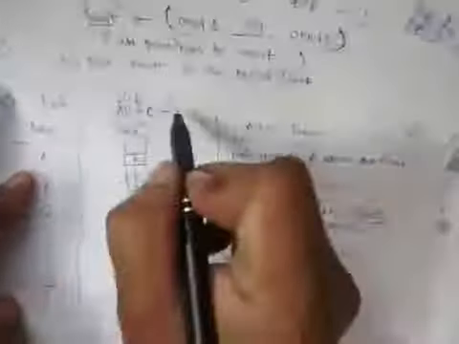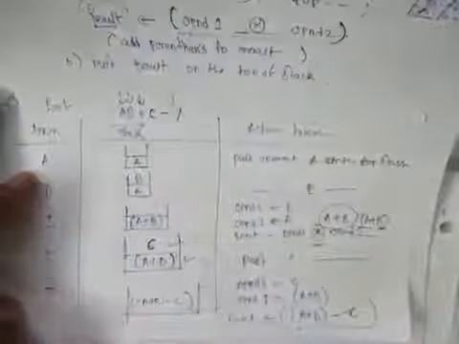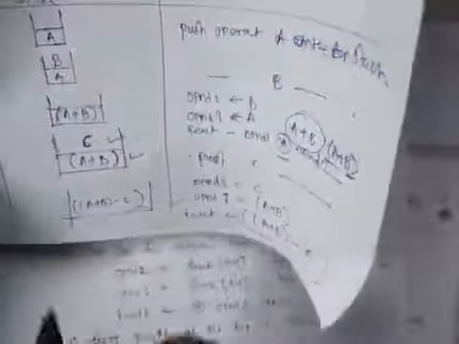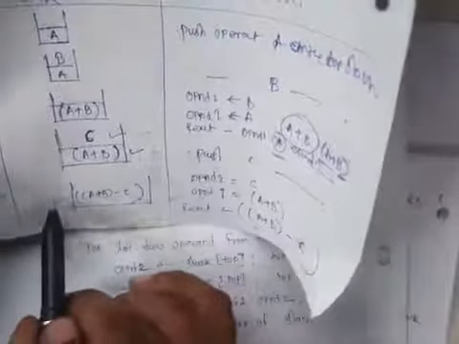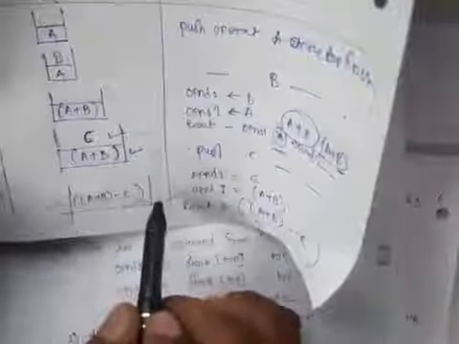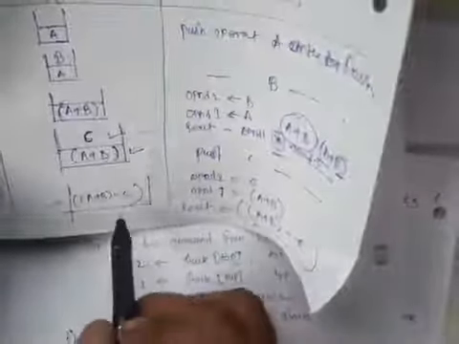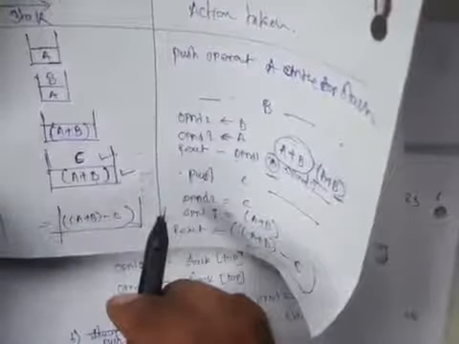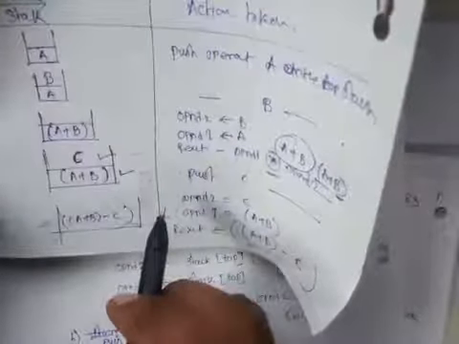And the last token is the end of the expression. Whenever the end of the expression is encountered, whatever the final result is, the top element of the stack, we are going to print finally. So this is the conversion of a postfix expression to infix form.